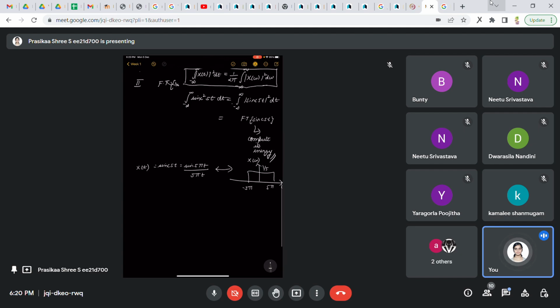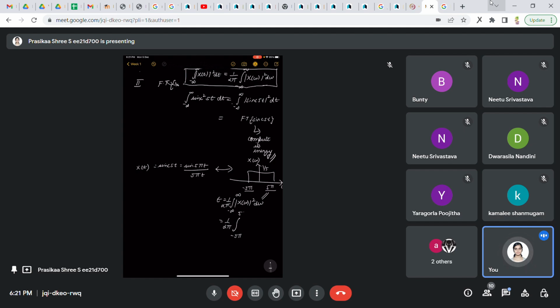Right, you need to find the energy under this curve. How do you find the energy? Energy is equal to 1 by 2 pi integral from minus infinity to infinity of X of omega the whole square d omega. So 1 by 2 pi integral from where to where? Minus 5 pi to 5 pi with the amplitude 1 by 5 the whole square d omega.